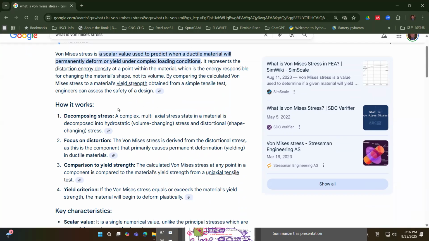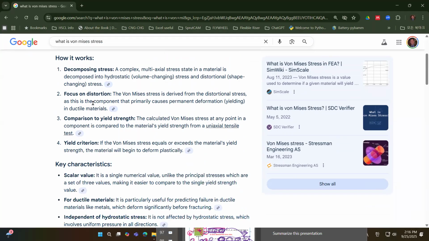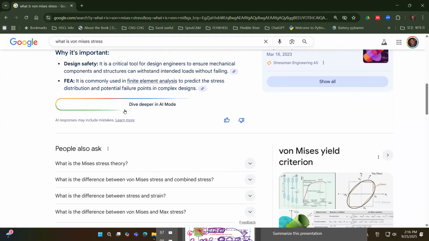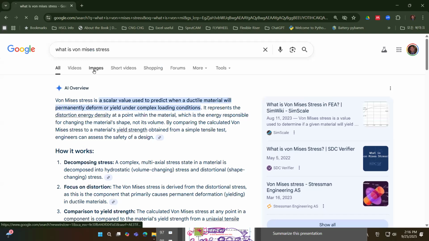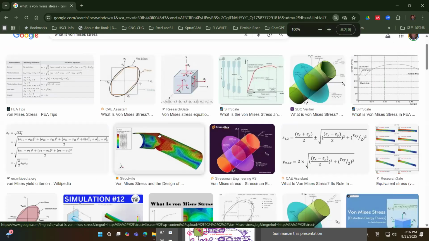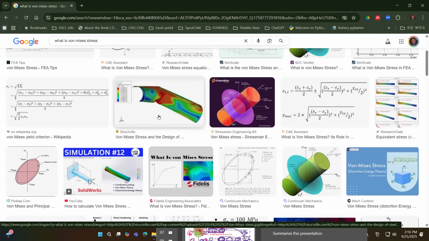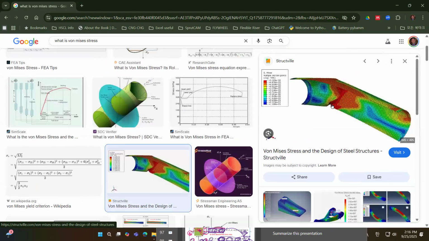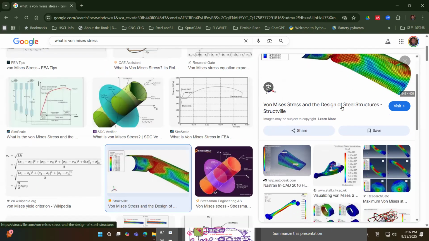So how does it work? Decomposing stress and focusing on the distortion, and so on. And I'd like to say how widely used this concept is in every design of structures. Let's say you are under bending, you can see the structure will deform permanently. This is the result of computer-aided engineering, CAE, and this gives us all the complicated stress state. And this is a very important tool, by the way.